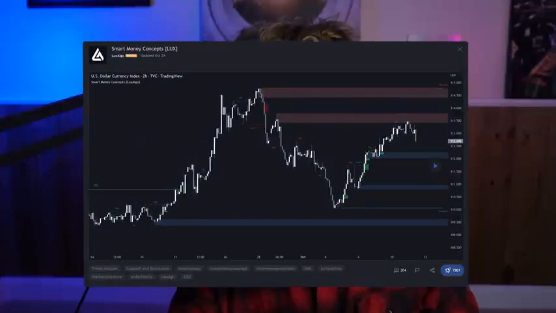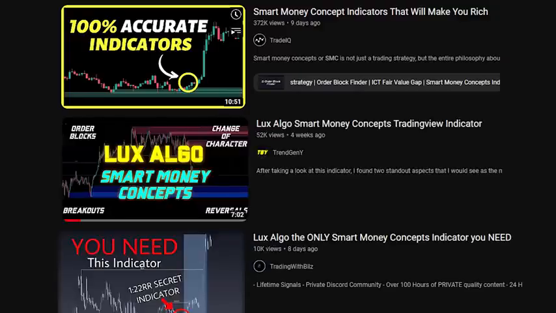And of course, just to mention too, you can probably tell that this is a lot more detailed and more useful than our viral smart money concepts indicator that's all over YouTube and TradingView right now. So you can treat that script as a light version of this indicator, basically.